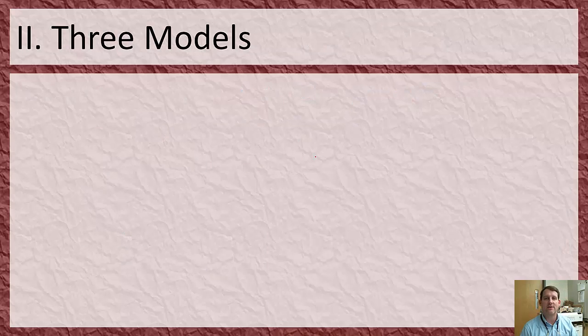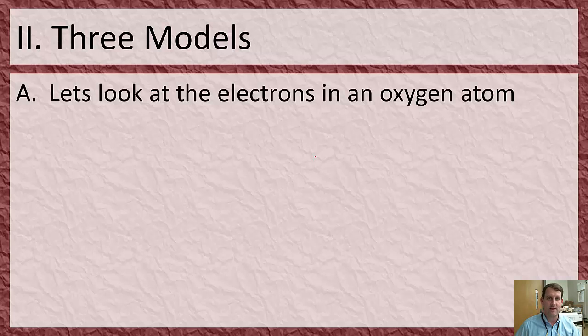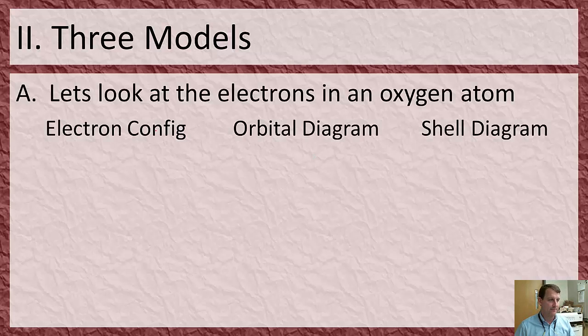Now as we look at how to describe where electrons are in an atom, there are 3 major ways of doing it. Let's do that quickly for the oxygen atom. The first way is the electron configuration. Oxygen has 8 protons, and a neutral oxygen will also have 8 electrons. So we've got to place 8 electrons. I know my first energy level has an S sublevel, and 2 electrons can fit into that. So that's 2 of my 8, so 6 left.